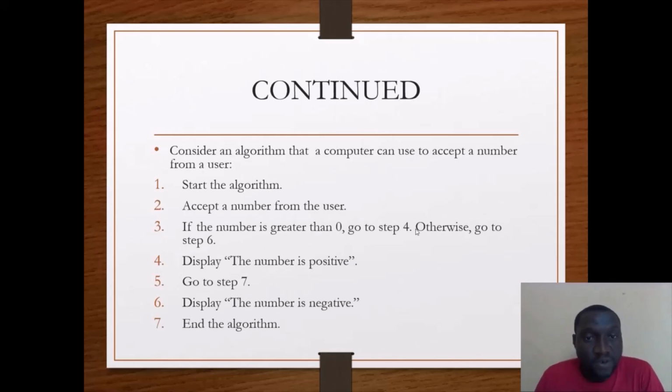Let's look at another example of an algorithm. Consider an algorithm that a computer can use to accept a number from a user. Okay, so you want the computer to accept a number from you, the user. So you start the algorithm. Then the second step, the computer needs to accept a number from the user. Third step, if the number is greater than 0, then you display the number is positive. Otherwise, you display the number is negative. So this algorithm is looking at an algorithm for a computer to accept a number from a user and determine whether the number is positive or negative.